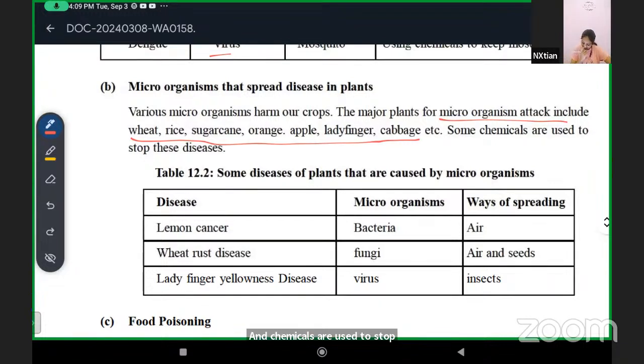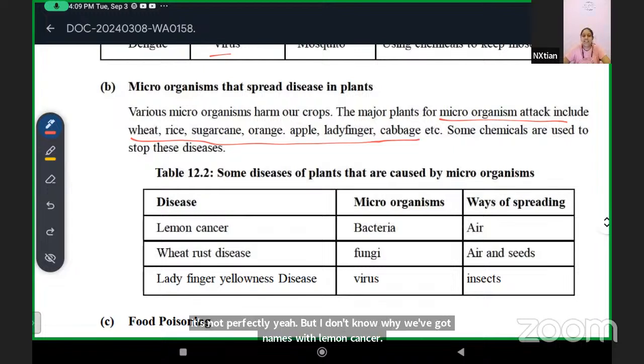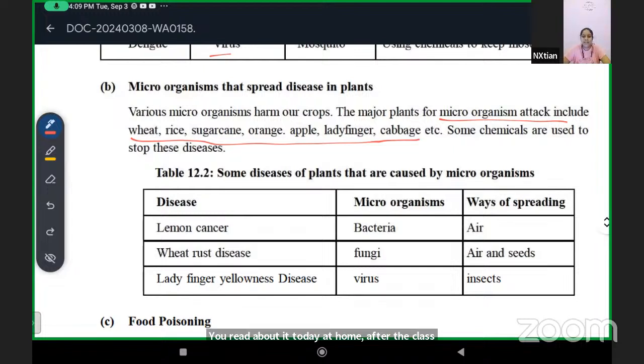Lemon cancer. I haven't heard of a lemon cancer before. Is it caused by lemons? No, it's caused by bacteria, but I don't know why they named it lemon cancer. You read about it today at home after the class. Check if you can find what lemon cancer is.